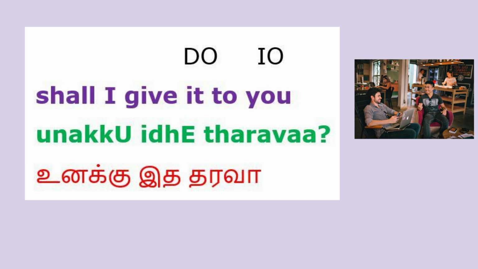உனக்கு இது தரவா? Shall I give it to you? So "it" is the direct object here. "To you" is the indirect object. So உனக்கு இத தரவா, it has to be, shall I give it to you? Just imagine the guys are talking about something and he says, shall I give it to you? உனக்கு இத தரவா. So it is இத. இது becomes இத.